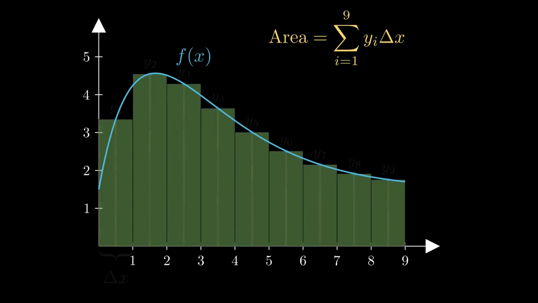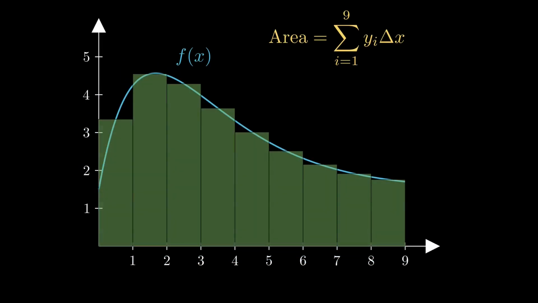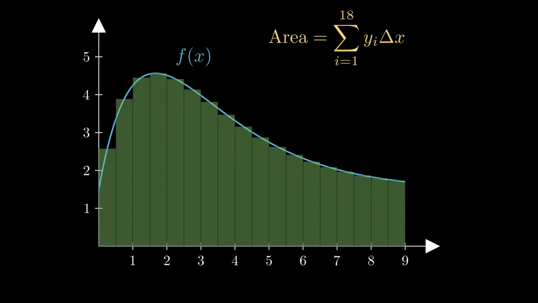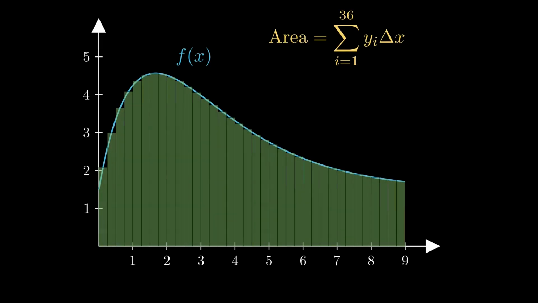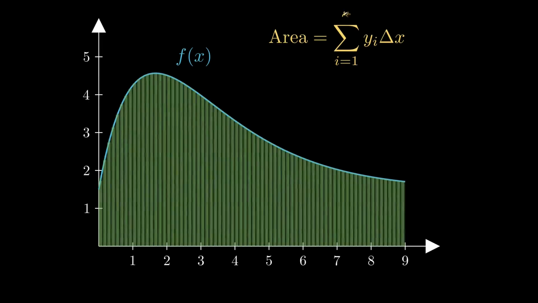You can tell that the area of the 9 rectangles is similar to the area under the curve, but they are not exactly the same. To make them the same, we can introduce more rectangles. What if we double the rectangles from 9 to 18? The difference becomes smaller, to 36, to 72, and eventually n rectangles.